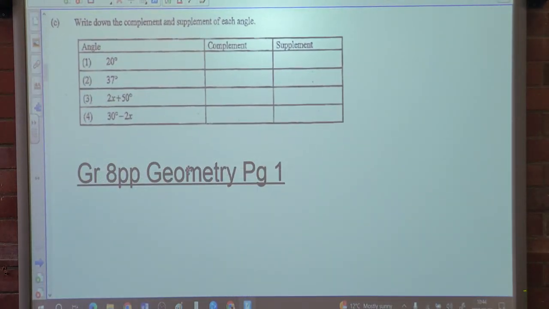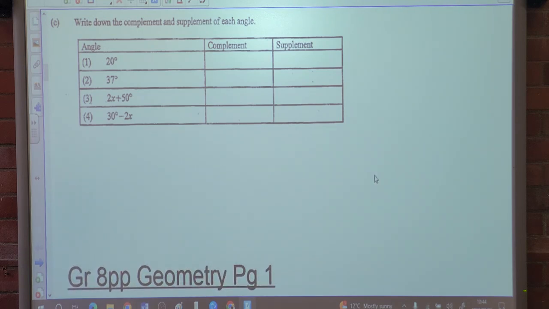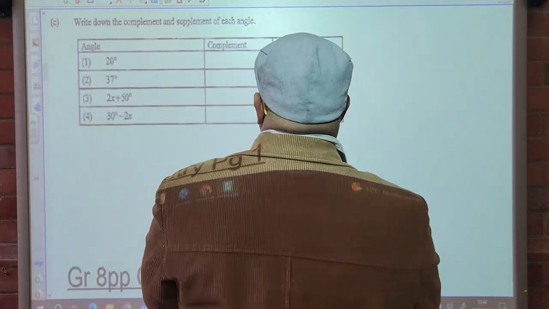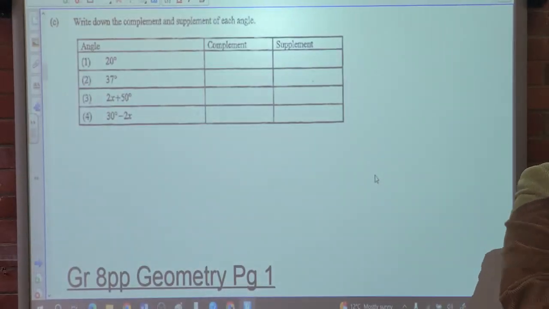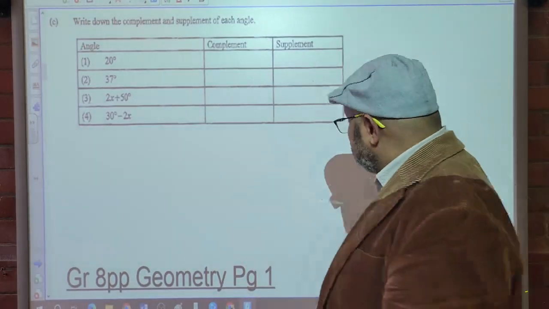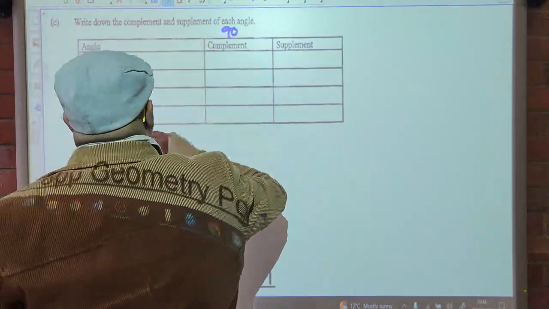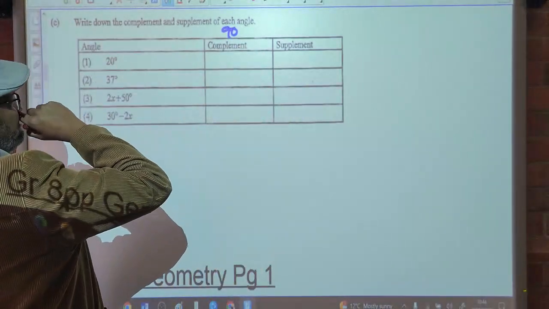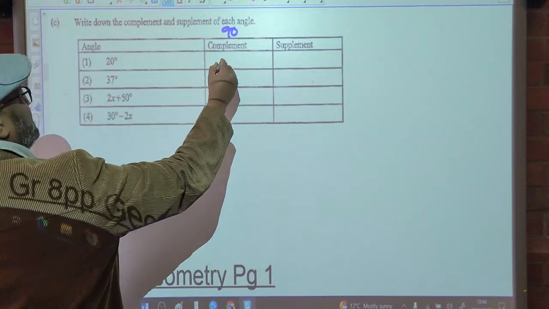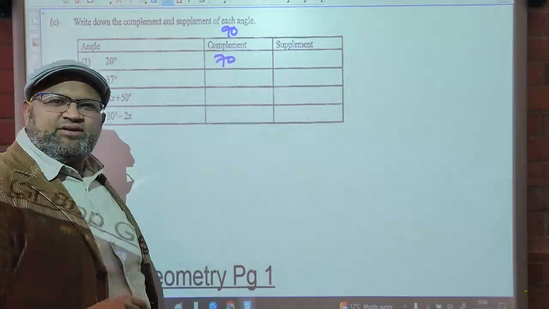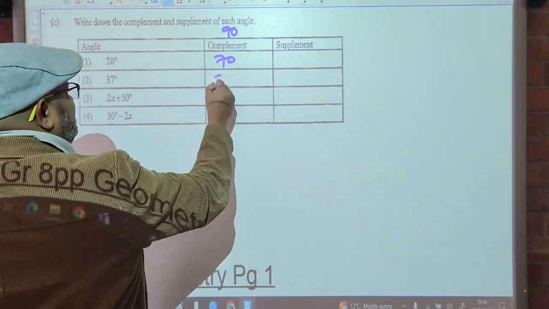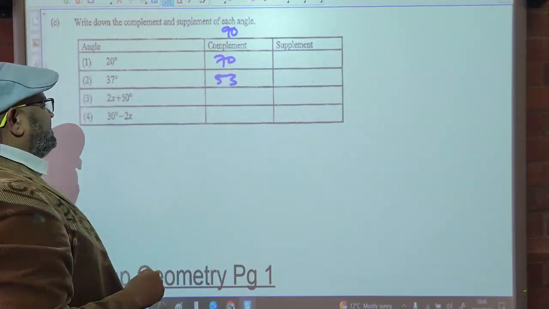Let's look at C. We are told to write down the complement and supplement of each angle. People, what does complement mean? It adds up to 90 degrees. So that is 90 here. So what's the complement of 20? 70. So 90 minus 20. What's the complement of 37? 53. 90 minus 37 is 53.